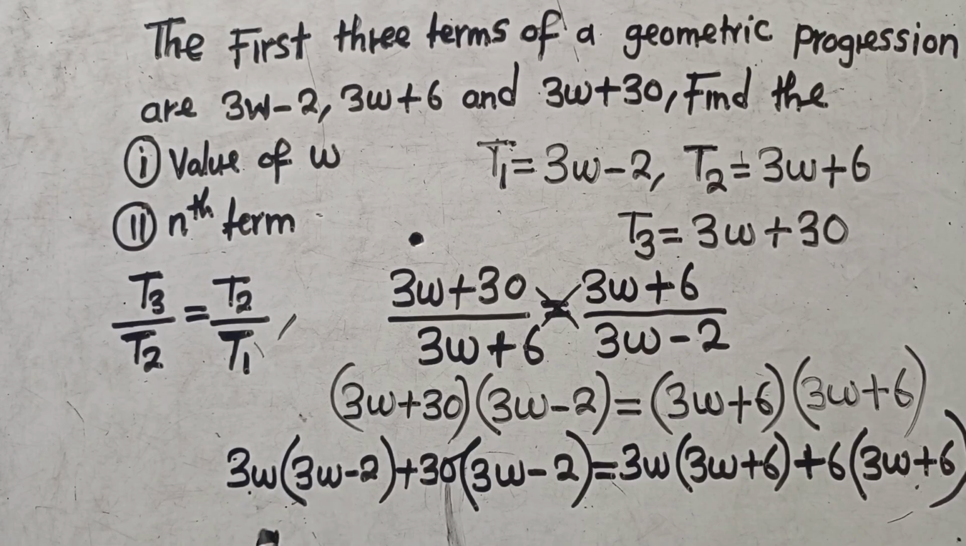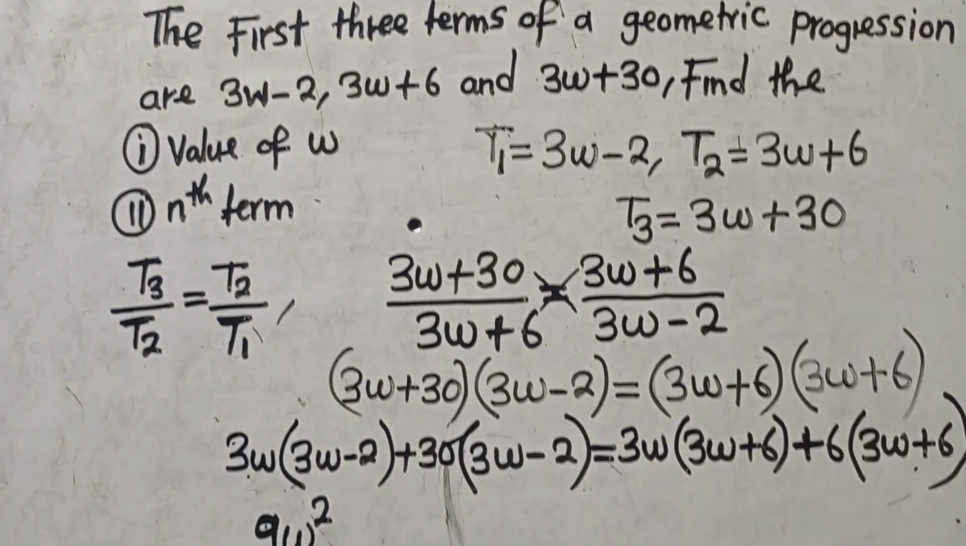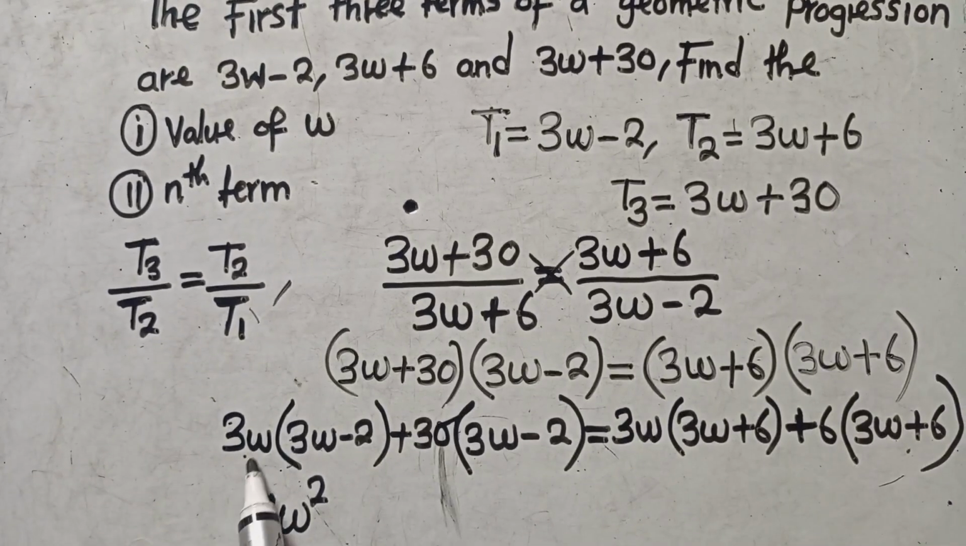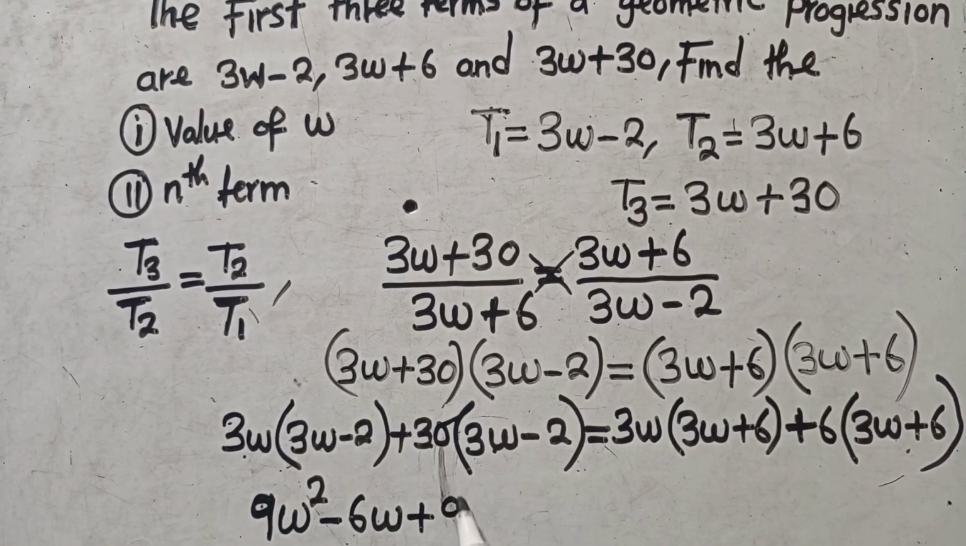So 3 times 3, that is 9. w times w, that is w squared. So we are getting 9w squared. 3w times negative 2, that is negative 6w. 30 times 3w, that is plus 90w.